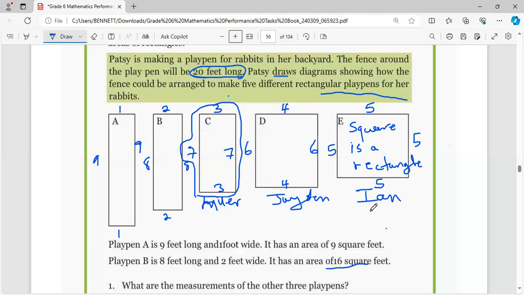You're not going to see it exactly like what you use, but you're going to use the knowledge to say, all right, opposite sides are equal, and the perimeter should be 20. The total distance around is found by adding.